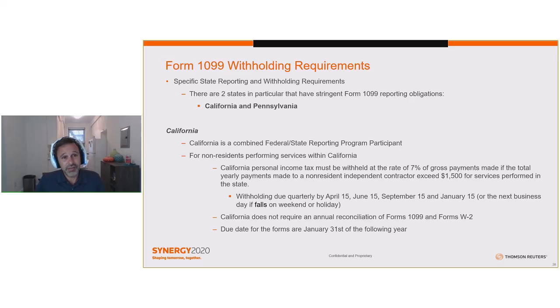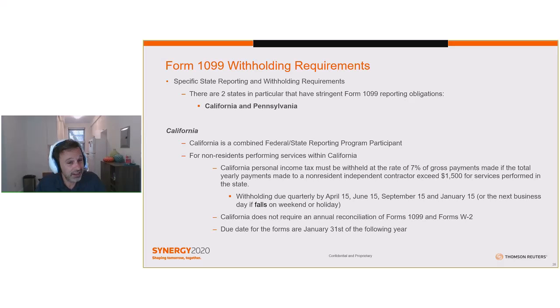There are 2 states that have very stringent 1099 reporting requirements, California and Pennsylvania. California's is relatively older. Pennsylvania's is relatively newer. And I think I've recently seen some potential legislation for other states to expand to these types of rules in 2021. So the good news is California is a combined federal state reporting program.